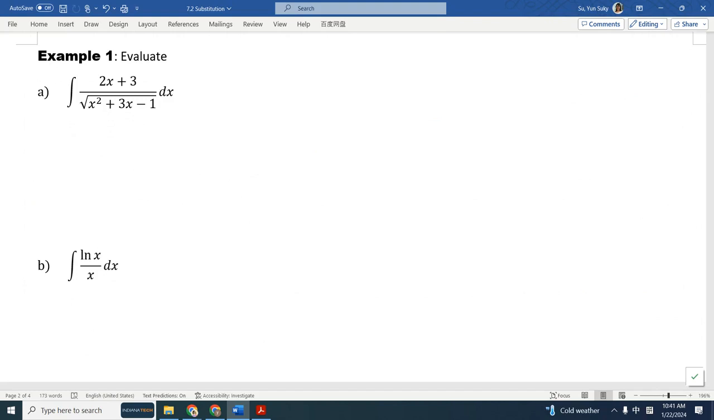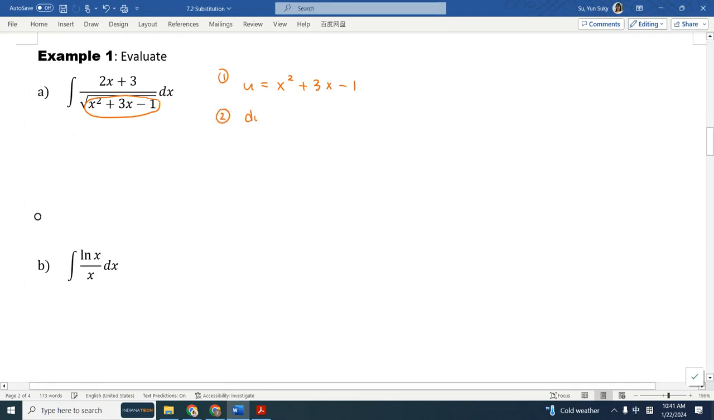What is the inner function? X squared plus 3x minus 1. Yes, inside the square root. So that's the u. So step 1, u is this one, inside the square root. So u equals x squared plus 3x minus 1.